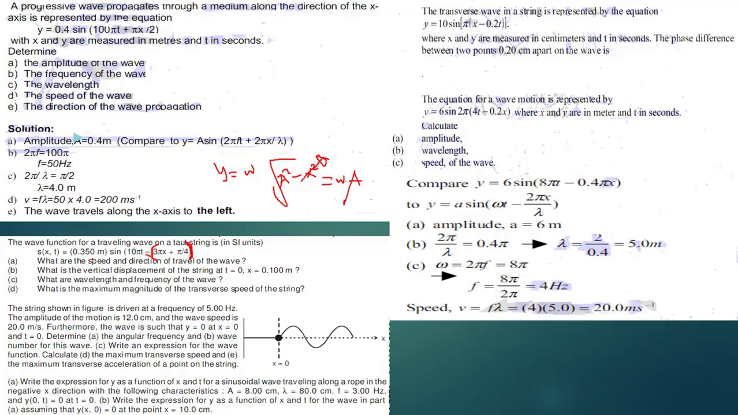For the minimum speed, we know it is usually at the point where a is equal to x. So these cancel and only w remains, and that is the minimum speed. So it's just an issue of recalling simple harmonic motion. If you can recall your simple harmonic motion, then it's fine.